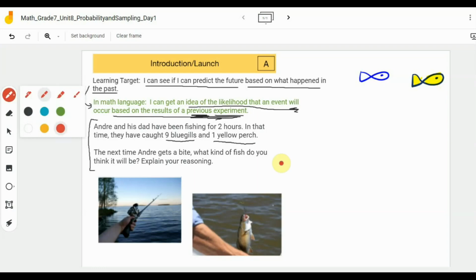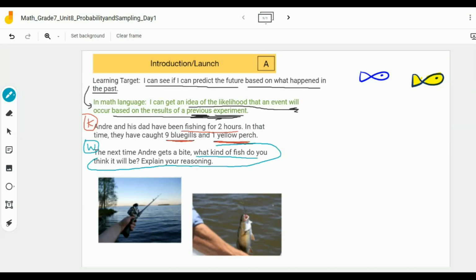We know that his dad had been fishing for 2 hours. And in that time, they caught 9 bluegills and 1 yellow perch. For shorthand, we can write K, for this is what we know. What do we want to know? Let's put a W there for that. The next time Andre gets a bite, what kind of fish do you think it will be? And explain your reasoning.